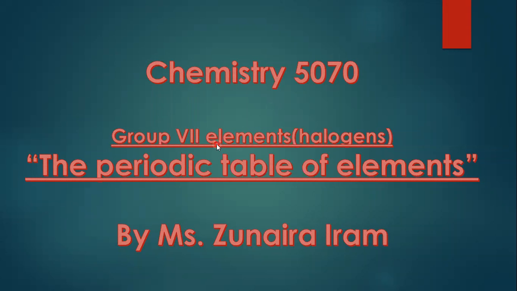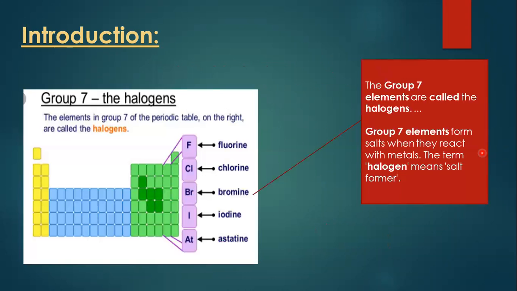Today, we are going to start the new topic from the chapter Periodic Table of Elements, chapter 17, and that topic is Group 7 elements or halogens. So, let's move towards our topic. First of all, we will discuss the introduction of Group 7 elements. They are also named as halogens.